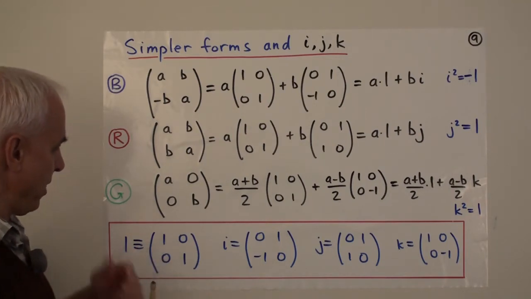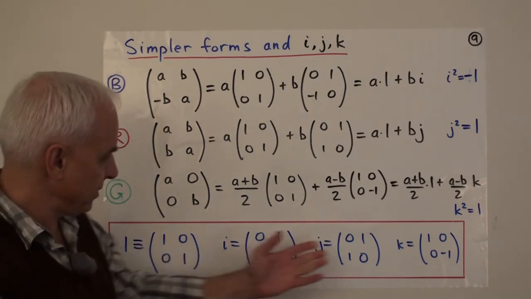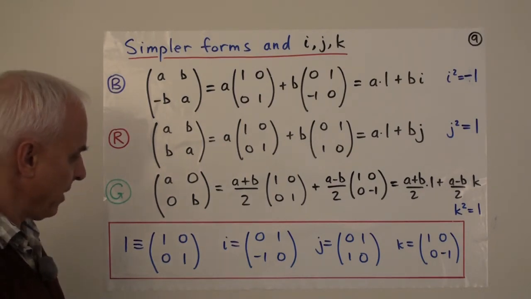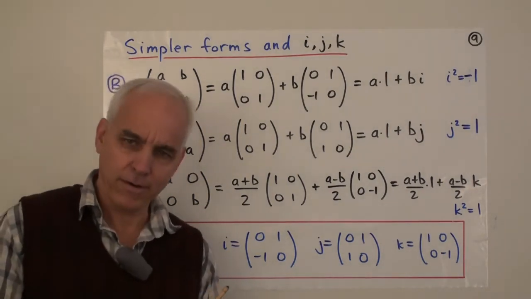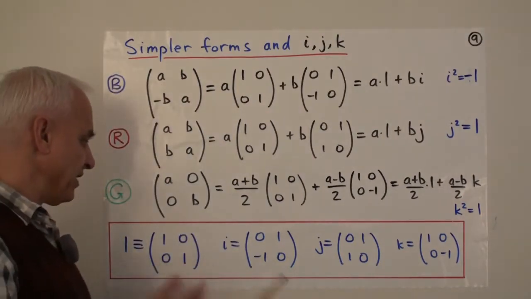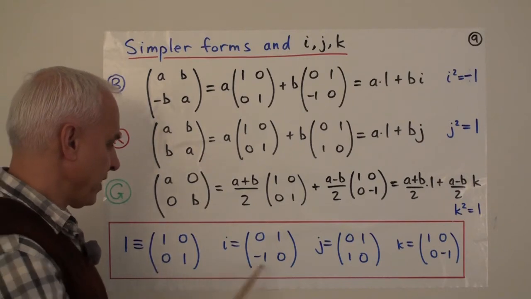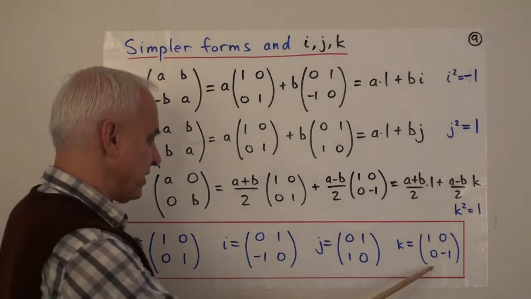So we are meeting these 4 basis vectors of the 2 by 2 matrices. But wait a minute, haven't we seen these before? Yeah, we were talking about these before, but we hadn't given them names before. This is the identity matrix. This is I, this is J, this is K.